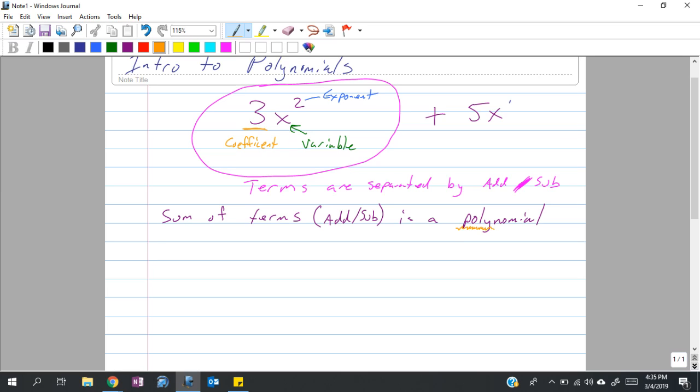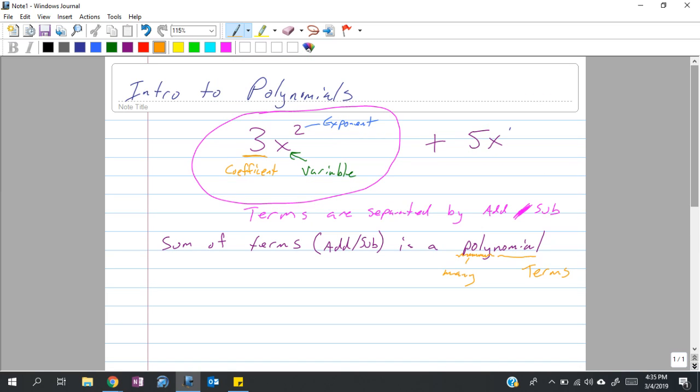Polynomial has a prefix poly, which is something you may have heard before, and then it has a suffix, or the actual word here is nomial. Nomial means nomenclature or names or terms, essentially. Terms. But the prefix poly, where else have you heard poly? Polynomials, polygons, polymers. Poly is a prefix that means many. So polynomials literally means just many terms.